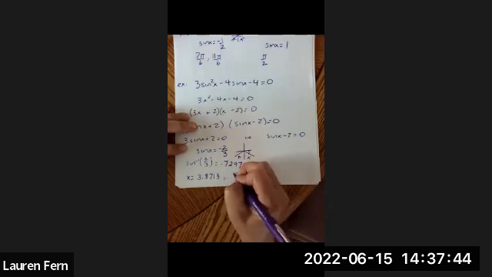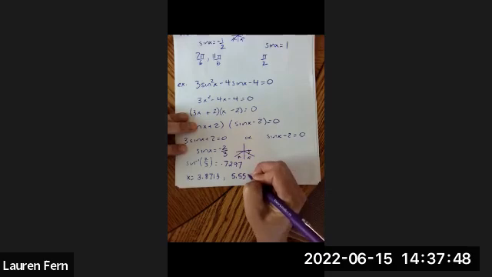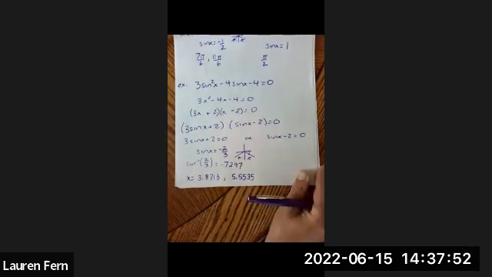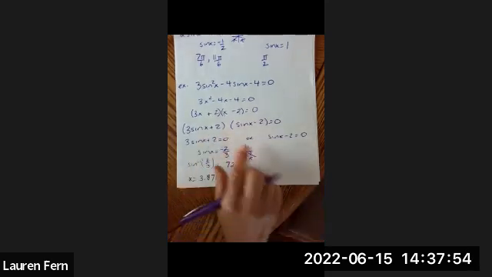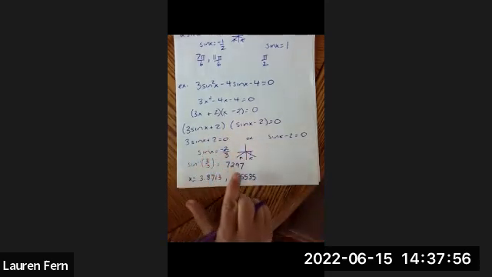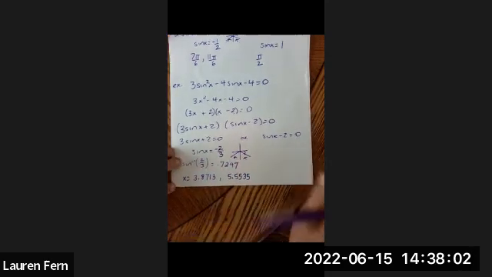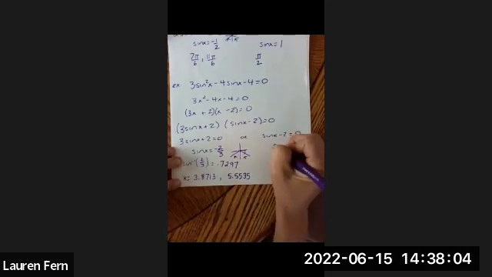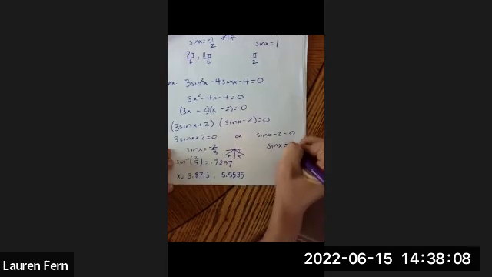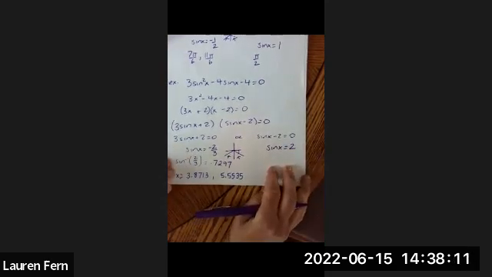And my other solution for this guy is going to be 5.5535. Okay, notice it's the same techniques again and again. All right, well, let's now go over here. I have sine x to isolate my trig function equal to 2.